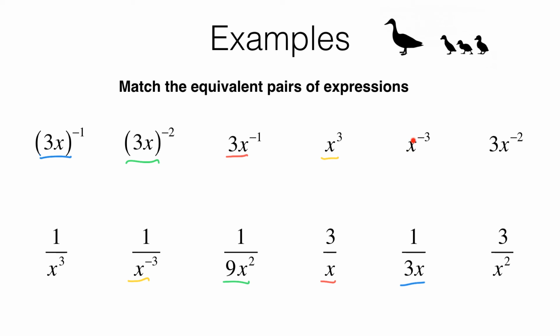I've then got x to the minus 3. Well, that's going to be 1 over x to the 3. So that one here is going to match up with this one down here.